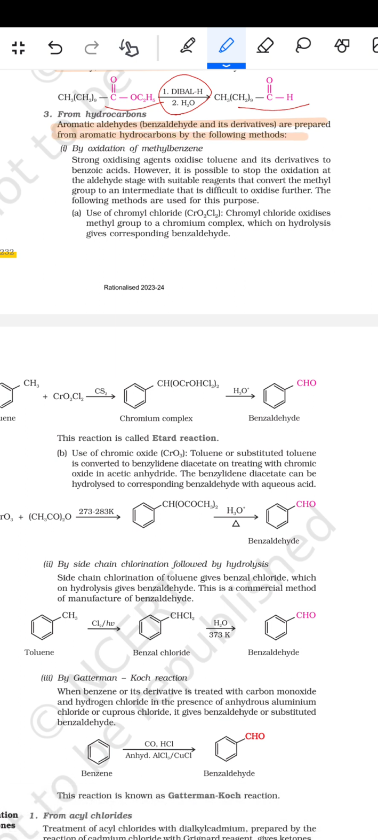From the hydrocarbons, aromatic aldehydes, benzaldehyde and its derivatives are prepared from the aromatic hydrocarbons by the following methods: by the oxidation of methyl benzene, a strong oxidizing agent oxidizes toluene and its derivatives to benzoic acid. However, it is possible to stop the oxidation at the aldehyde stage with suitable reagents that convert the methyl group to an intermediate that is difficult to oxidize further.